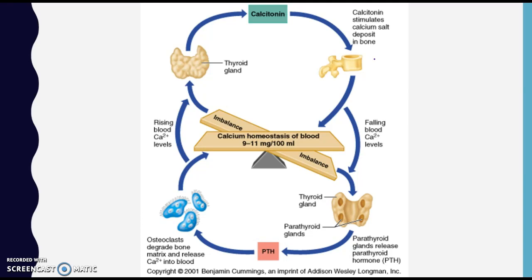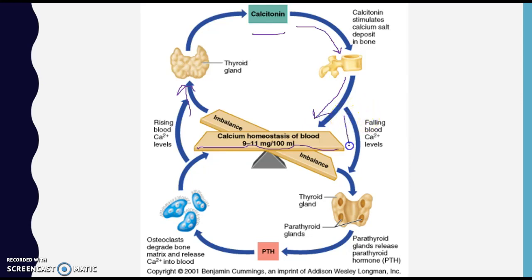This picture in a nutshell demonstrates everything that we've talked about. So if we look here, this is when our blood calcium is at homeostasis and perfect. If it rises too much, then the thyroid gland is going to release calcitonin. Calcitonin deposits the excess calcium onto bone, and that brings us back to homeostasis.